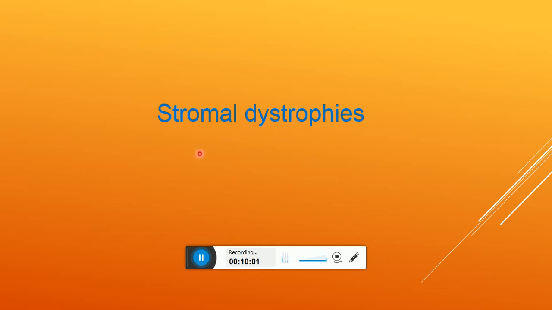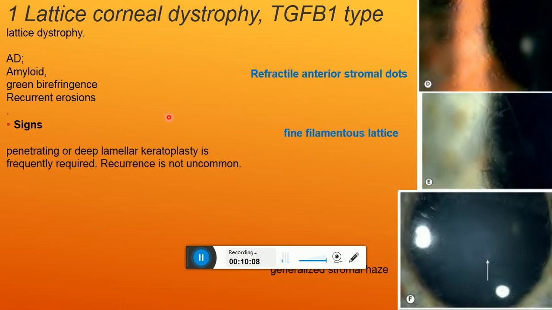The next types are stromal dystrophies. Stromal dystrophies affect the stromal layer. The first type is lattice corneal dystrophy, TGFB1 type. It is usually regarded as the classic form of lattice dystrophy. Clinical variants associated with more than 25 heterozygous mutations in TGFB1 have been described. Inheritance is autosomal dominant. The gene is TGFB1. In histology, there is amyloid staining with Congo red, exhibiting green birefringence with a polarized filter.